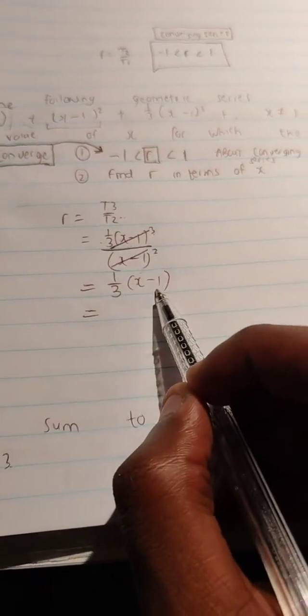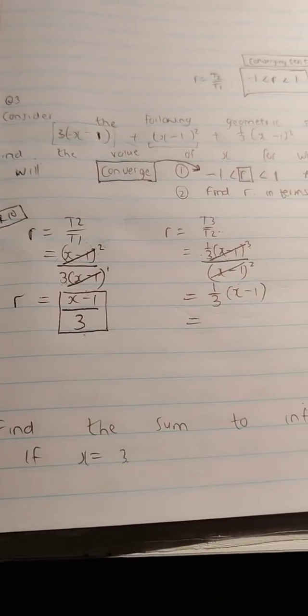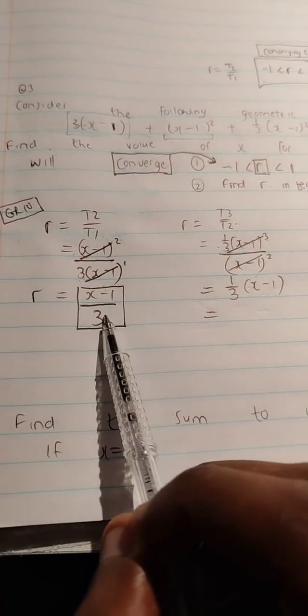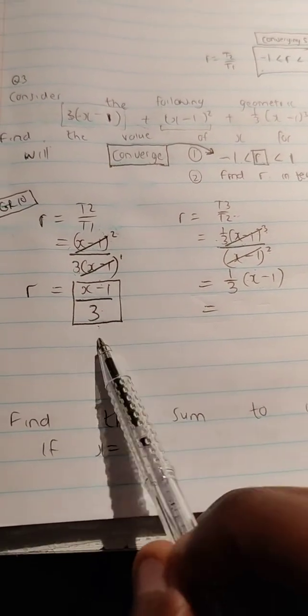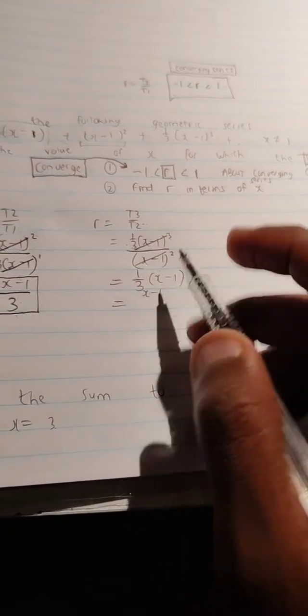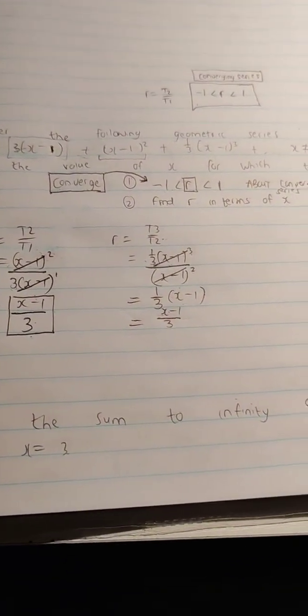Final answer, of course, because this is 1 over 3 x minus 1, this is the same thing as x minus 1 over 3. So all in all, guys, we have the same answer that actually comes about. R in terms of x is x minus 1 over 3, which is the same thing as 1 over 3 into x minus 1, because this can be written as x minus 1. Remember, this 1 and the x minus 1 are in the numerator together. You can multiply them, and then the 3 is in the denominator.